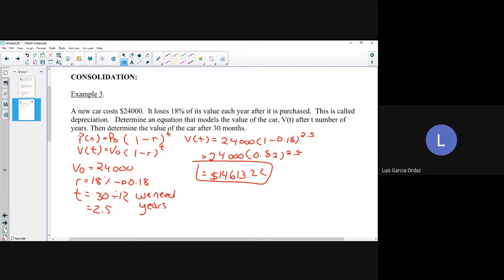So as you can see, guys, how much money did you lose in 2.5 years buying a $24,000 car? You lost almost $10,000. That's why cars sometimes suck. But nowadays, because of this market and inflation and car manufacturers not being able to produce cars, I can probably sell my car for close to what I bought it for, even more.